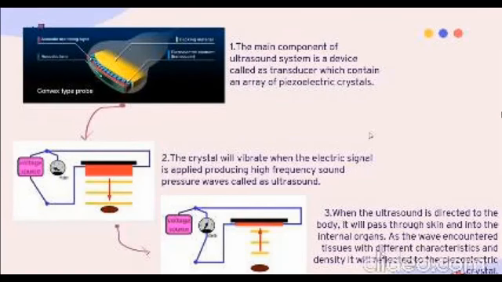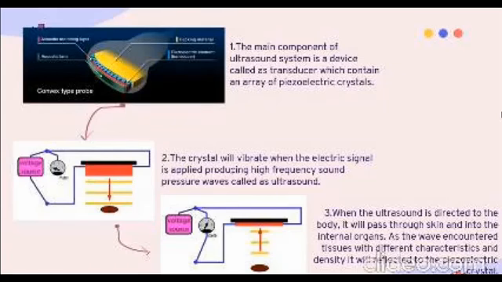Moving on to the next slide, we are going to talk about more of the technicality of the ultrasound system. The main component of the ultrasound system is a device called a transducer, which contains an array of piezoelectric crystals. Inside this piezoelectric element, we have a crystal we call quartz. We use these crystals because they can change shape rapidly, meaning they are easy to vibrate. If they are easy to vibrate, we can generate a high frequency with them.